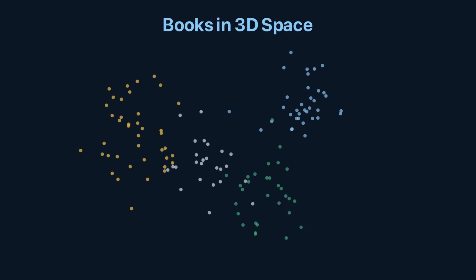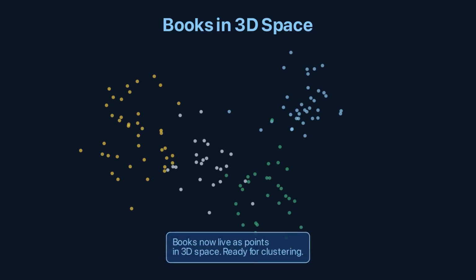most of the variation. Factor 1, fiction versus non-fiction. Factor 2, technical depth. Factor 3, recency. Project every book onto these 3 factors. The 100,000 books now live as points in 3D space.